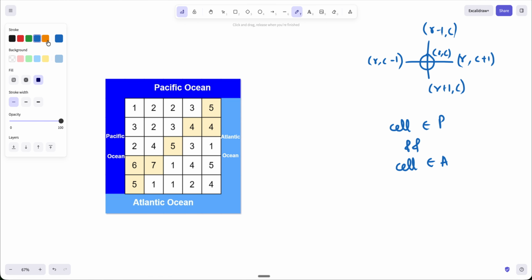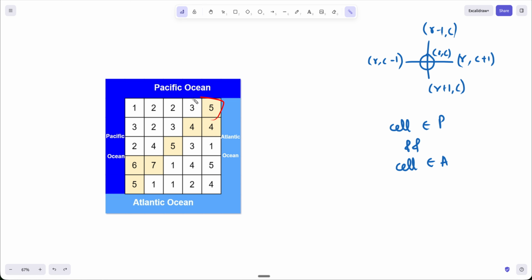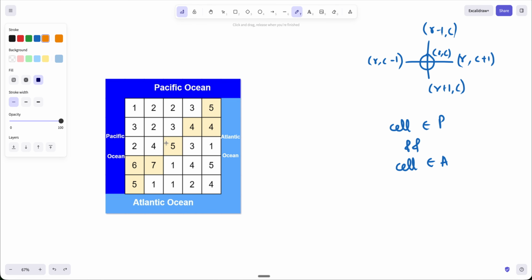And the other thing which they are mentioning is that any cell can flow to the ocean if it's at the borders. So in that case, the first row can flow into the Pacific, the last row can flow into the Atlantic, the first column can flow into the Pacific Ocean, and the last column can flow into the Atlantic Ocean. That's what they are saying. And if I am at a particular cell, I can only flow to the cells which have a lower height. These are all the requirements they have given.